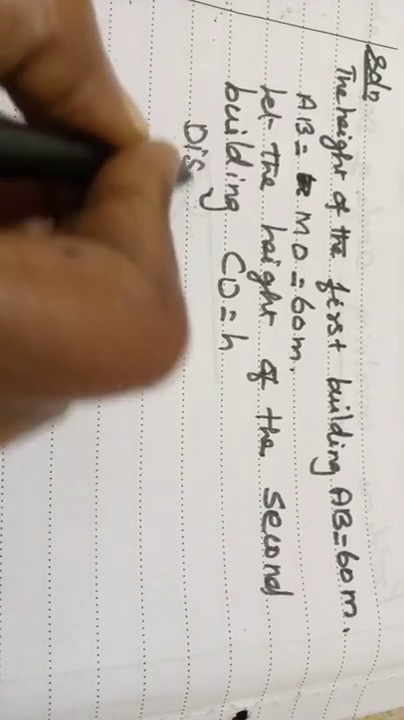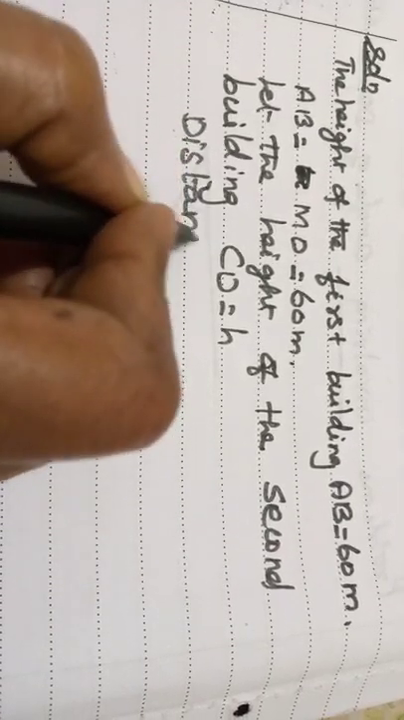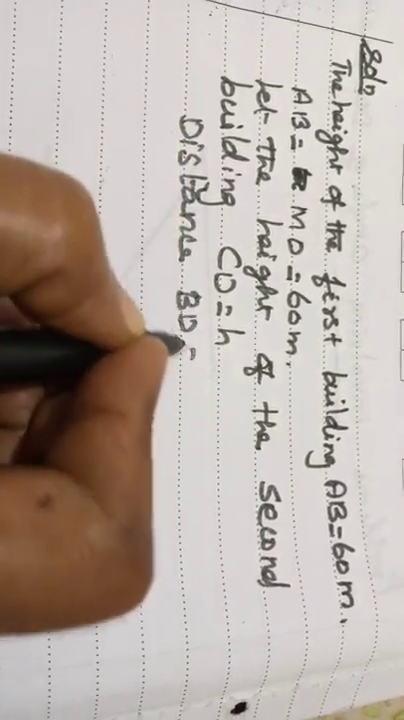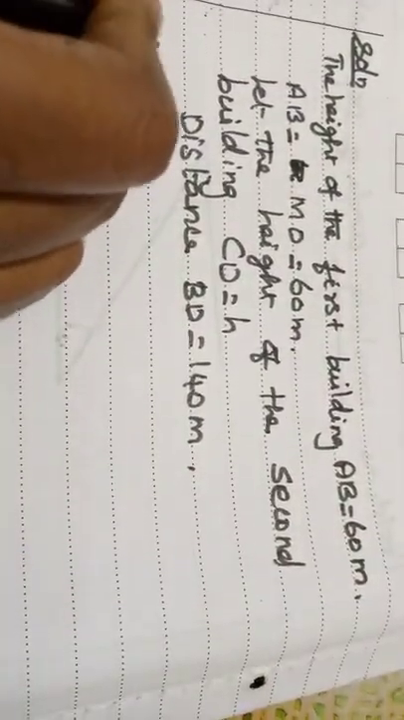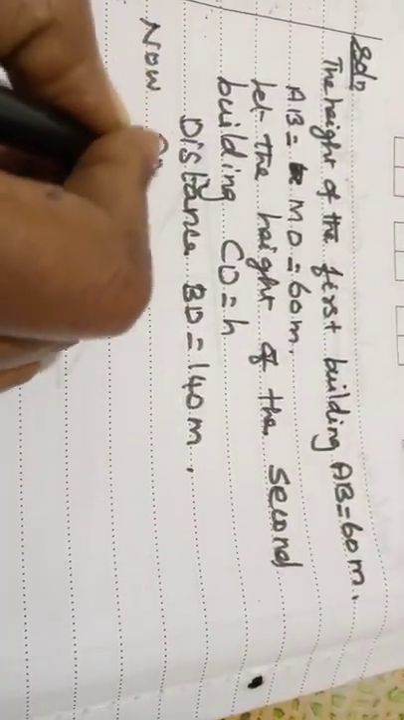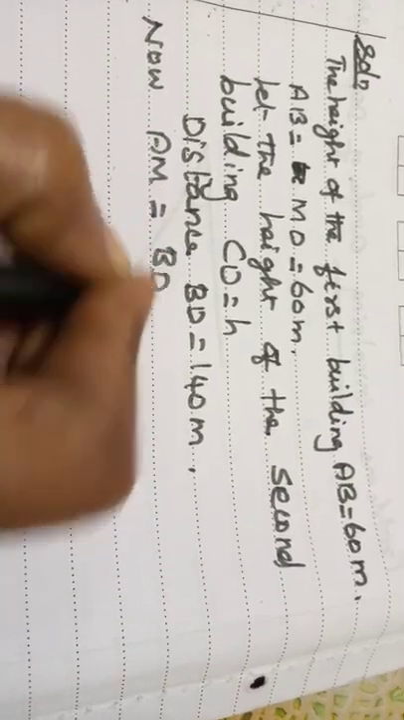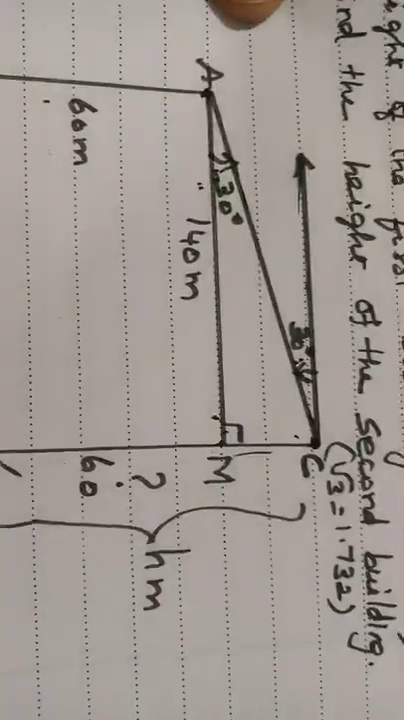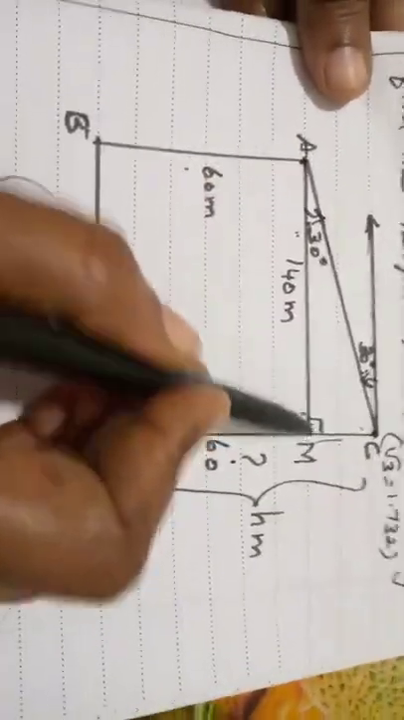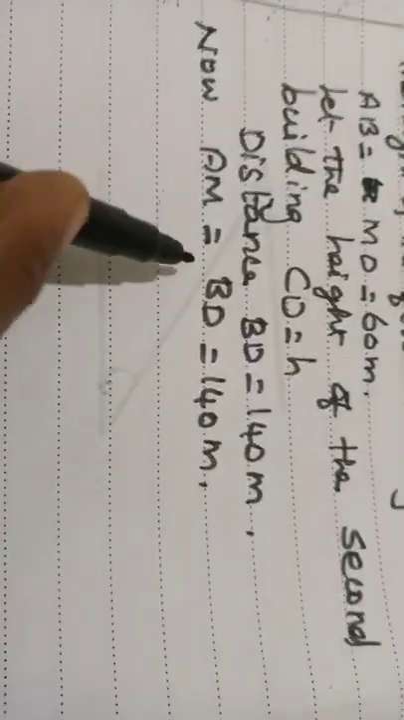So the distance BD is equal to 140 meters. See here, this distance BD is given as 140 meter. Now AM is equal to BD is equal to 140 meter. BD is 140, so AM also will be 140. Both distances will be equal.